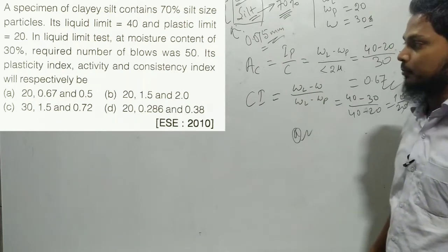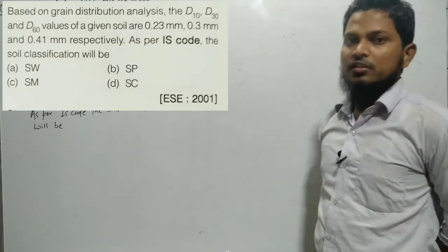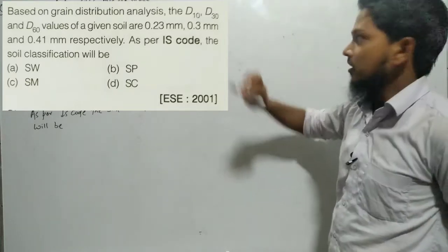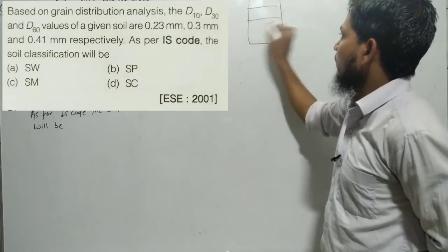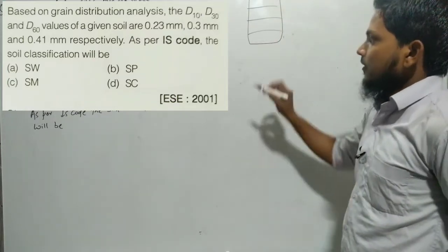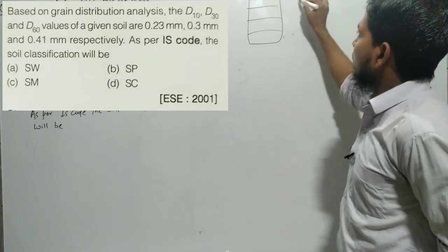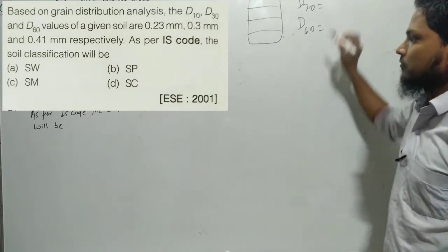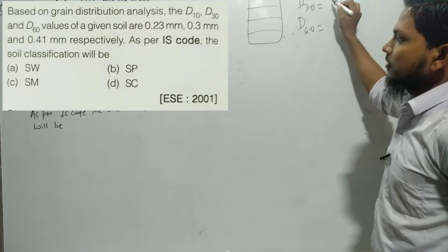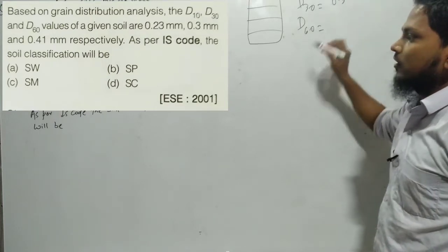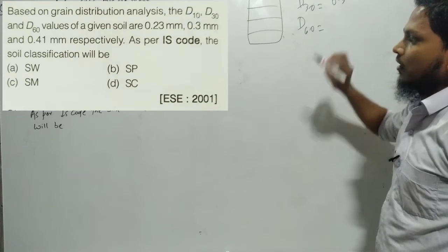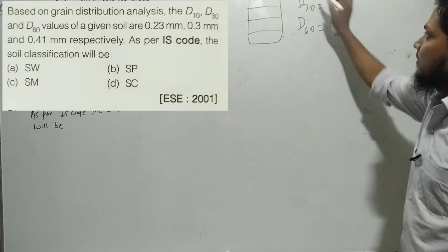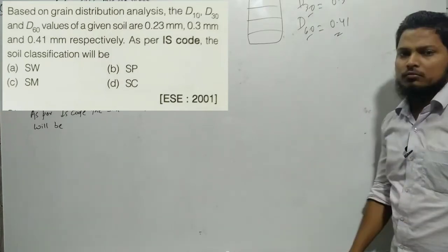Now, as the question displayed on your screen, based on grain distribution analysis, meaning the sieve analysis, there are many sieves. The values of D10, D30 and D60 are given: D10 is 0.23, D30 is 0.3 and D60 is 0.41. Now, what is D10 and what is D30? Many students are confused.